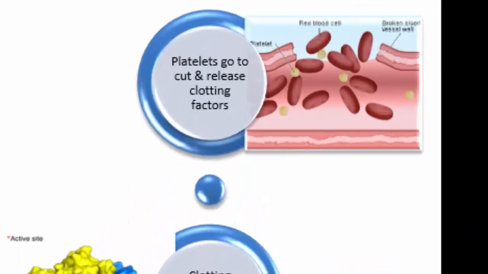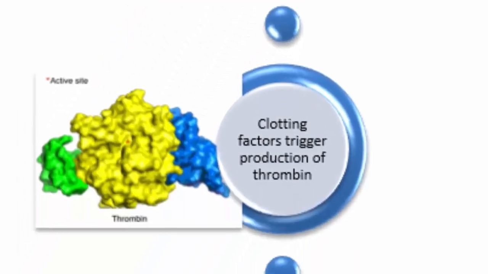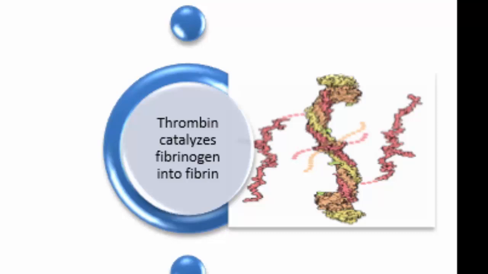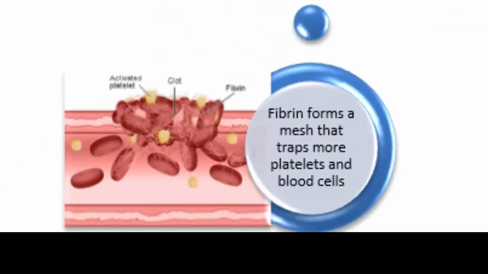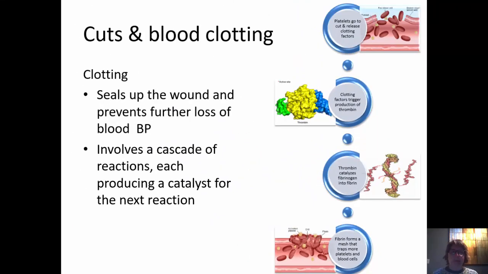If we look to the right here, you have a break in the skin barrier, and then platelets will go to the cut or the break, and they will release molecules called clotting factors. Those clotting factors then trigger production of a molecule called thrombin. Thrombin will then catalyze a molecule called fibrinogen into fibrin. Fibrin forms a mesh that will trap more platelets and will trap the blood cells. And the fibrin is what is going to dry out and form your scab.